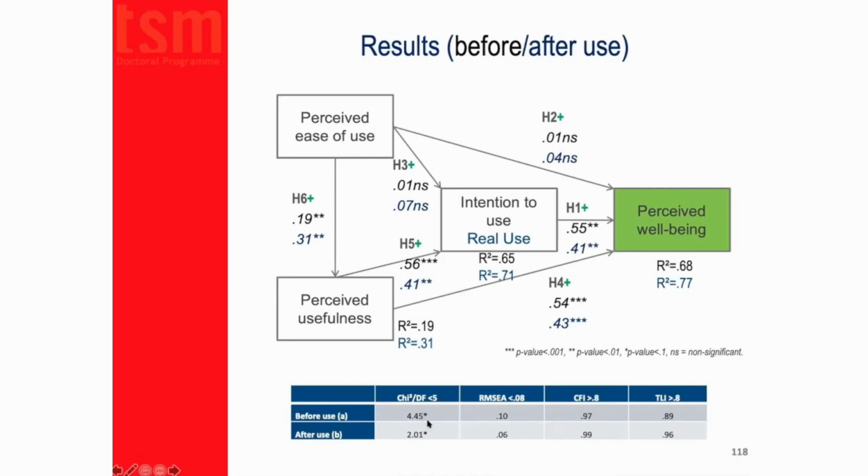Here is example 4 with the results about the impact of IoT sleeping apps on well-being before and after usage. Here are the results. You can see that, in black it's before, after, perceived ease of use has a positive significant impact, which even increases after usage, on perceived usefulness. Benefits perceived increase after usage.